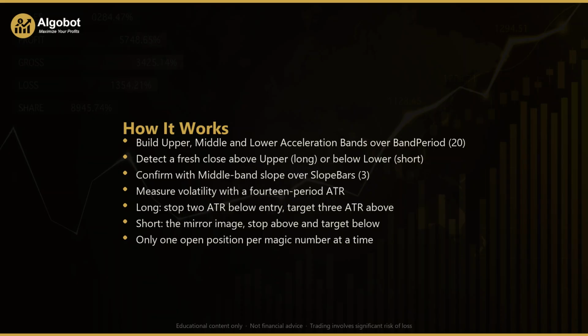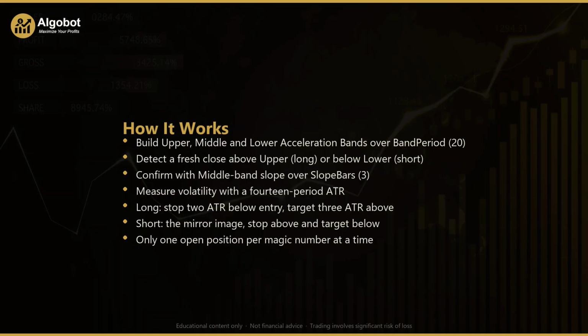The foundation of this expert advisor is a set of 3 acceleration bands. For every completed bar, the strategy measures a normalized range, taking the difference between the high and the low and dividing it by the average of the high and the low. That normalized range describes how much the bar moved relative to its own price.